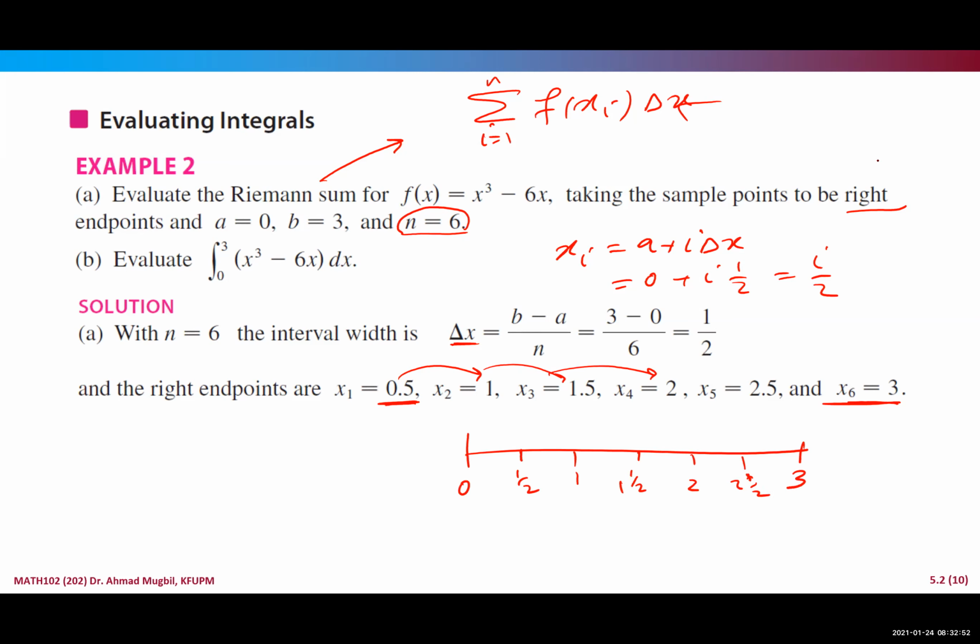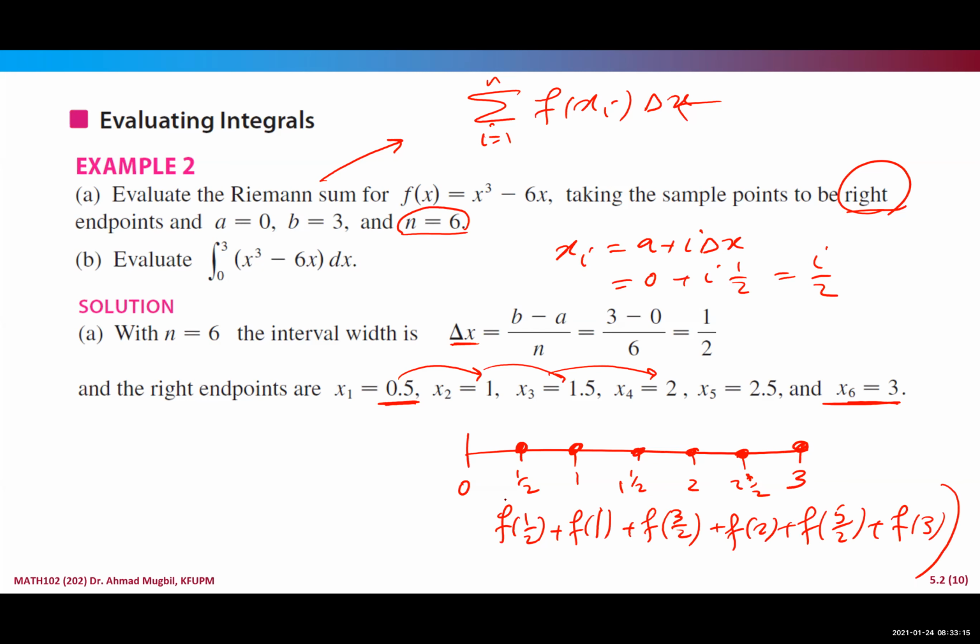So what you will do, you will use the right endpoints. You will start from here and take these points. The only point that is excluded is the first one. Now you will evaluate the function at a half, plus the function at 1, plus the function at 3 over 2, plus the function at 2, plus the function at 5 over 2, plus the function at 3. Then you will multiply all of these by delta x. What is delta x? Delta x is a half.